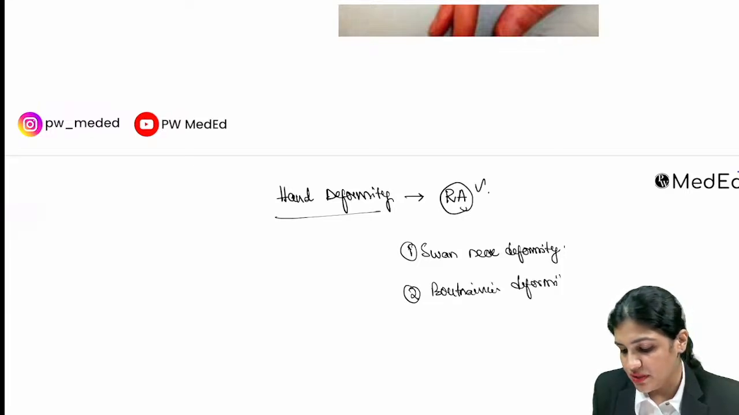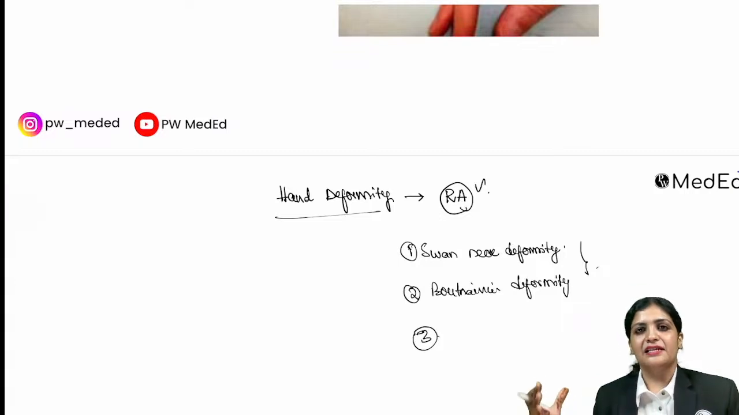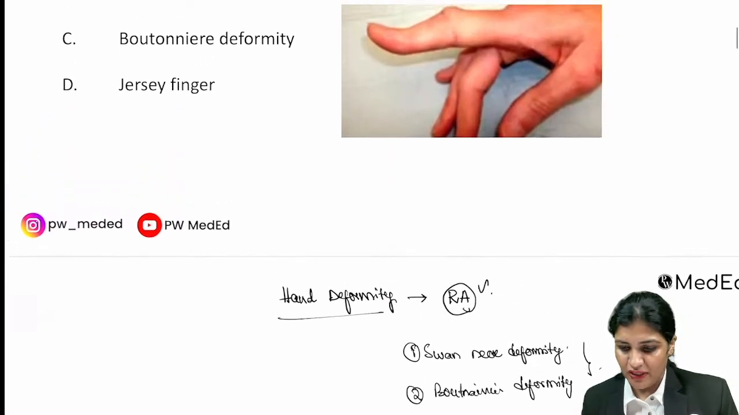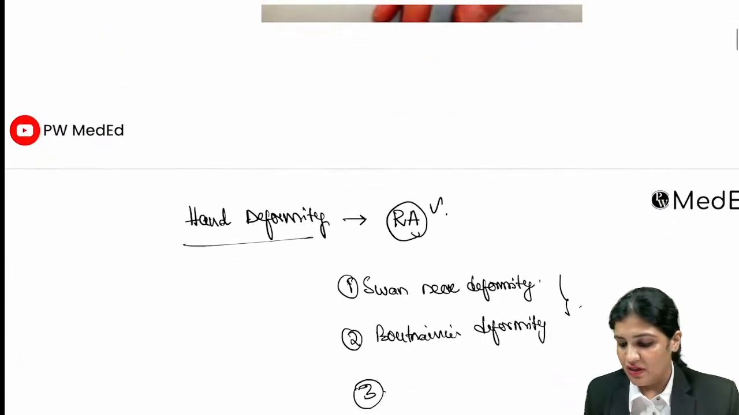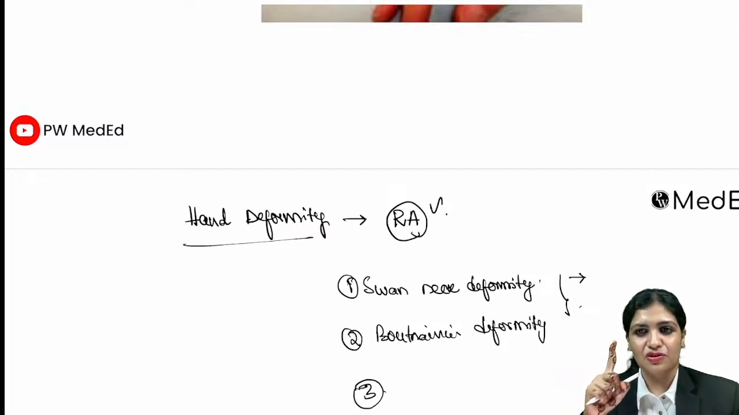Swan neck, Bottinier's deformity, these are two important deformities which are seen in the fingers. And there is a Z deformity which is seen in fingers again, and there would be a deviation, that is ulnar deviation or radial deviation, depending upon the tendons which get damaged, right? So here, if you see what is a swan neck deformity, what you have to remember for swan neck deformity is this.